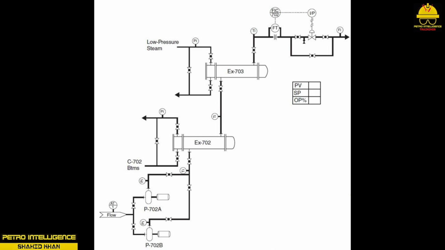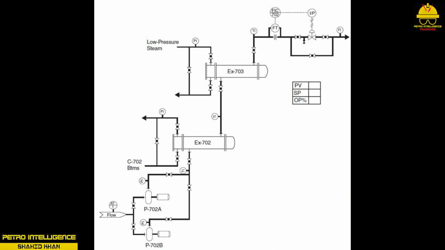A flow control loop, FIC702, regulates fluid flow into the column. During operation, feed flows through the system at 200 GPM. The butane-pentane mixture enters X702 at between 70 and 80 degrees Fahrenheit and exits at 120 degrees Fahrenheit. Feed enters X703 at 120 degrees Fahrenheit and exits at 180 degrees Fahrenheit.